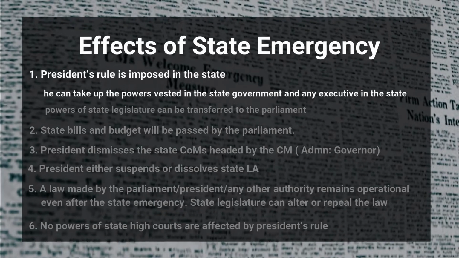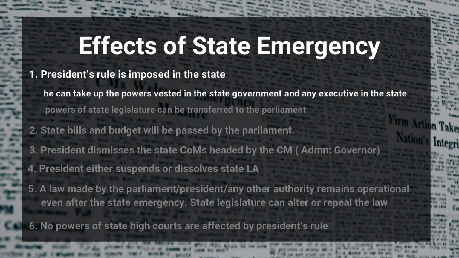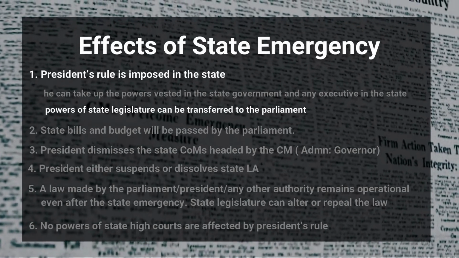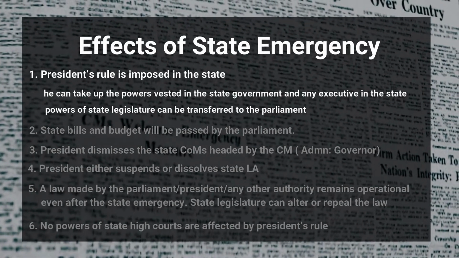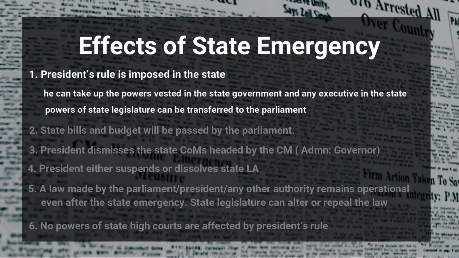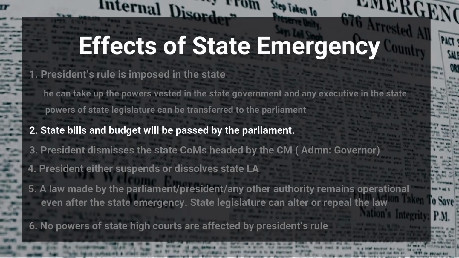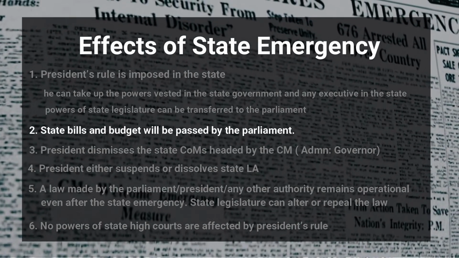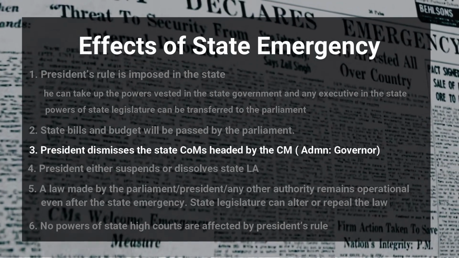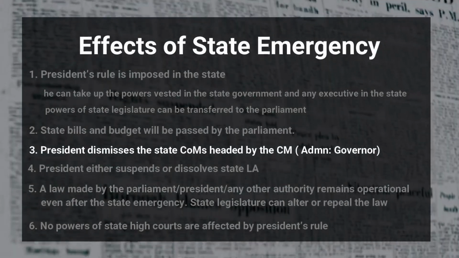The President can take up the powers vested in the state government and any executive in the state. The powers of the state legislature can be transferred to the parliament. This is why the emergency is also called President's Rule. President's Rule is imposed on the states. Now, state bills and budget will be passed by the parliament. The President dismisses the State Council of Ministers headed by the Chief Minister. Then the states will be administered with the help of governors.